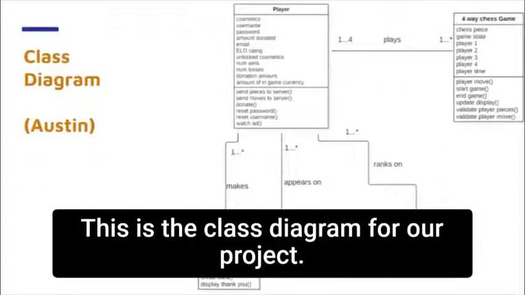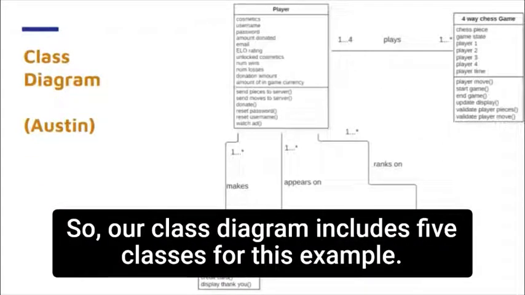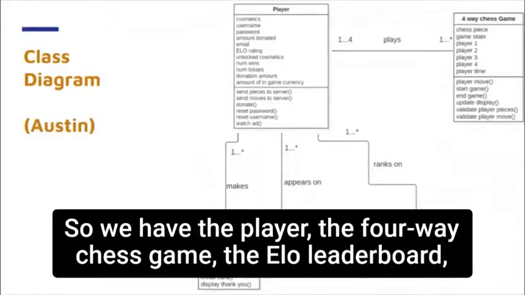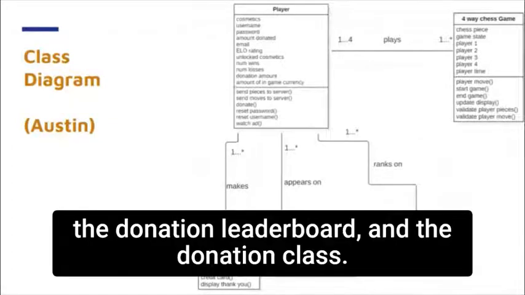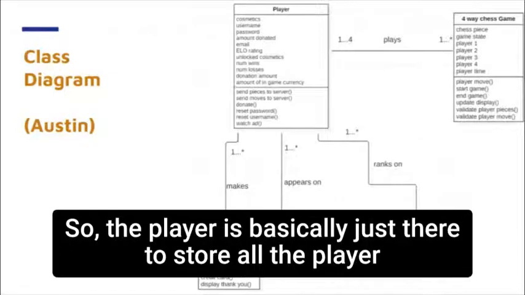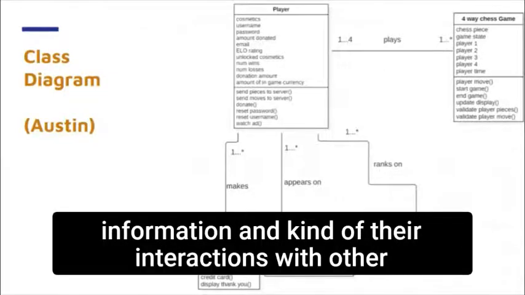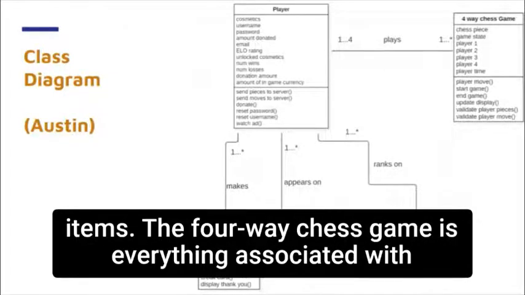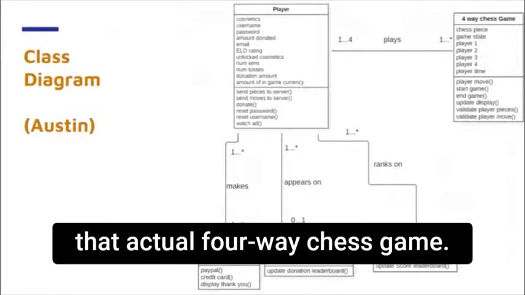This is the class diagram for our project. So our class diagram includes 5 classes for this example. We have the player, the 4-way chess game, the ELO leaderboard, the donation leaderboard, and the donation class. The player is basically just there to store all the player information and their interactions with other items. The 4-way chess game is everything associated with that actual 4-way chess game.